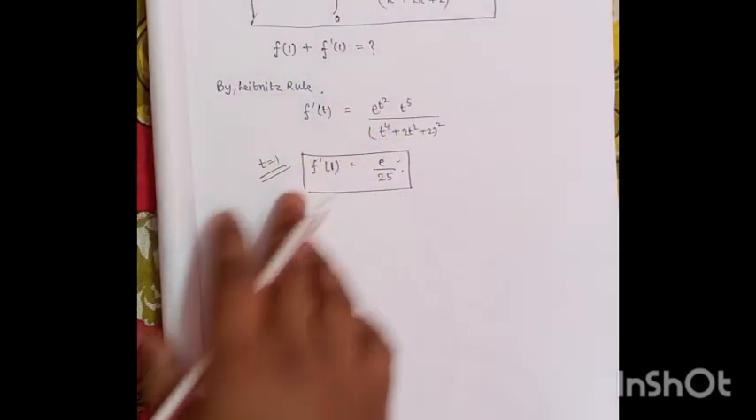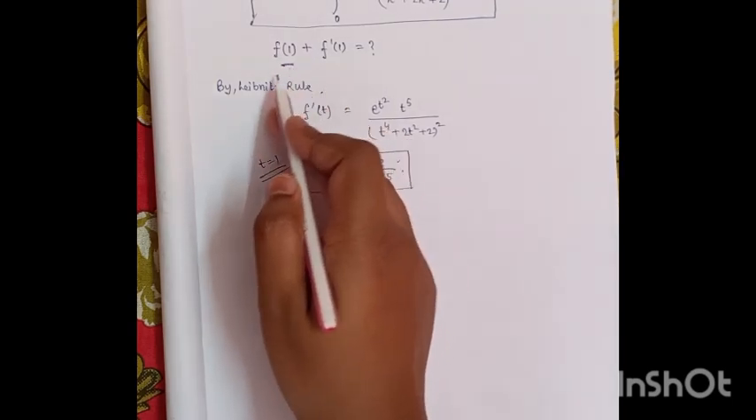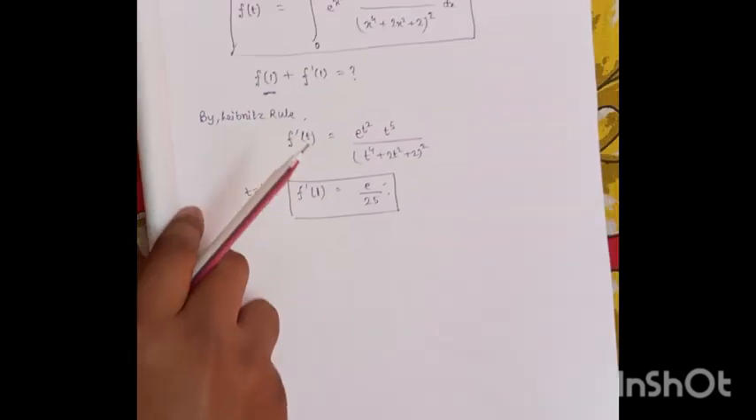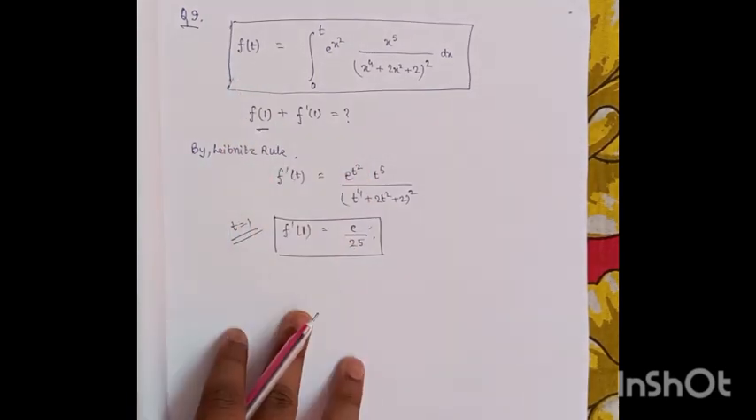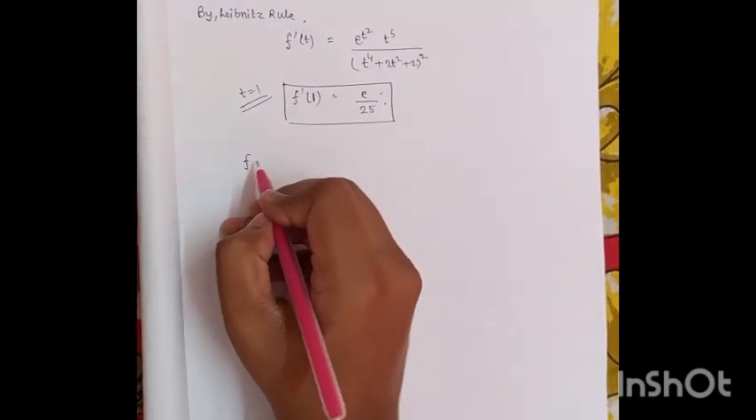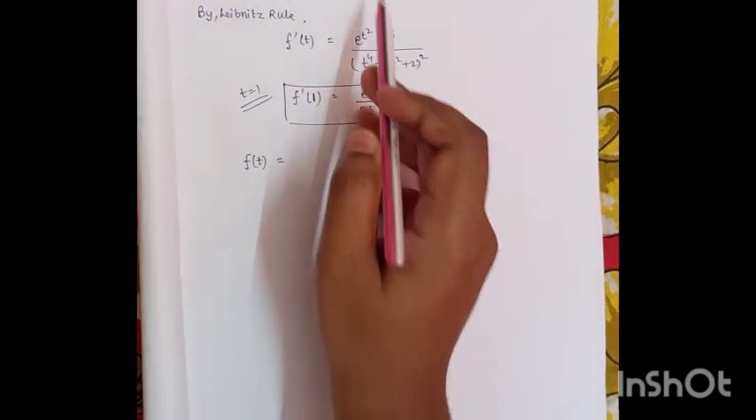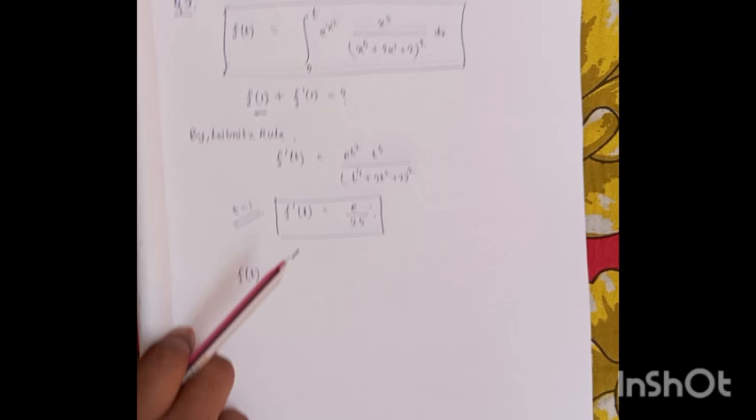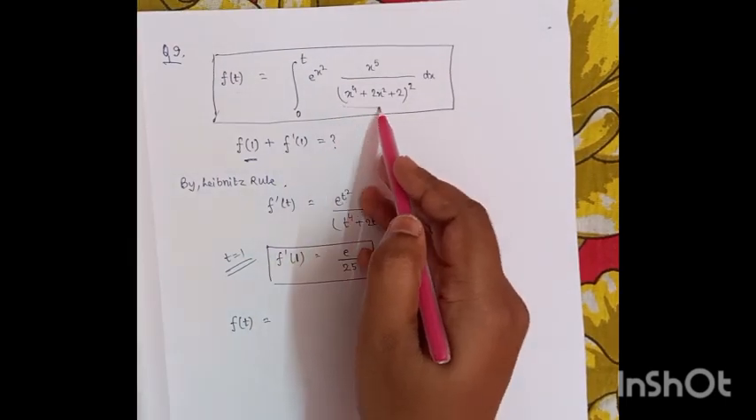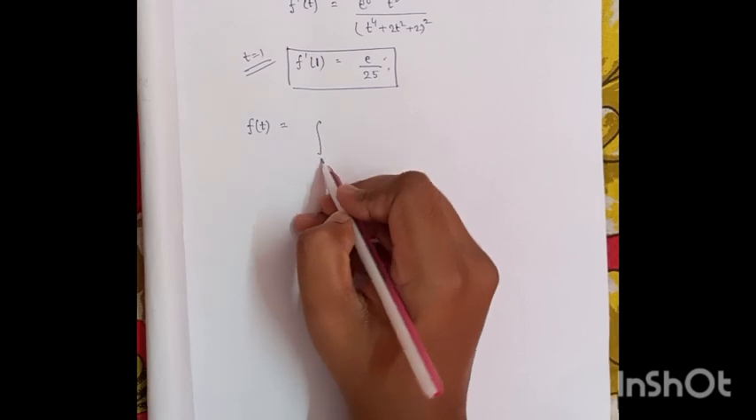Now we have to find the value of f1. So for that we need to find the function f of x. So how can we find the function f of x? We have to find f of t, as the integral is a function of t, and we have to integrate the given function. So let me write the integral here.